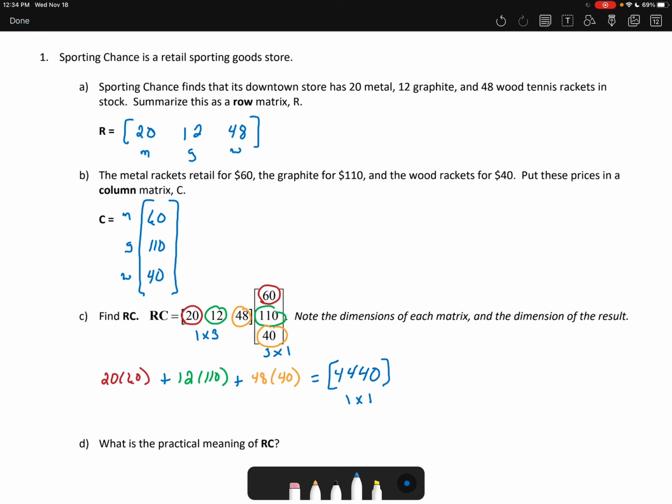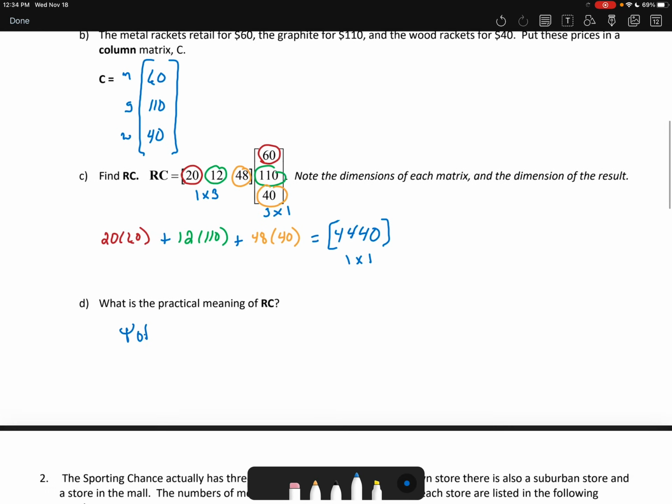What's the practical meaning of R times C? So what did we just find? When we multiplied all of the amounts of tennis rackets by their respective retail prices and added that all up, we just found the total retail value of all of those tennis rackets. So that's the practical meaning. That's $4,440.